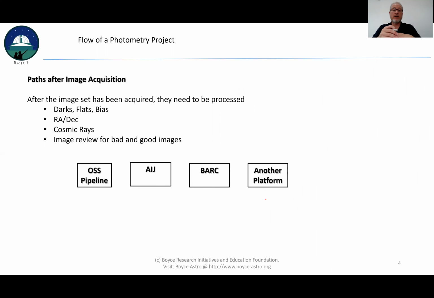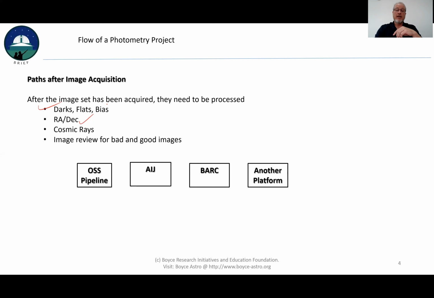After image acquisition, the image that was acquired has to be processed. So some of the key things you need to do is you need to calibrate this. You need to do the dark subtraction, the flat correction, the bias subtraction. I encourage you to review those lessons if you need to. You need to put the RA and Dec in the image, the WCS coordinates, so that your software will know where it's looking in the sky. Look for cosmic rays, subtract those. Review the images, good images, bad images, something blurry, something out of focus, something didn't work, shutter, what have you.